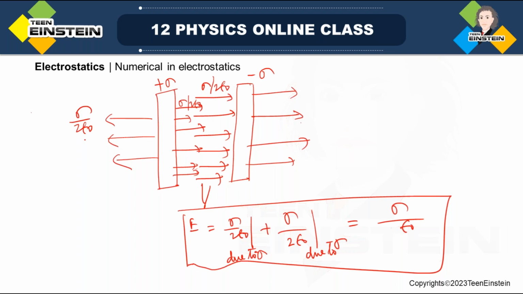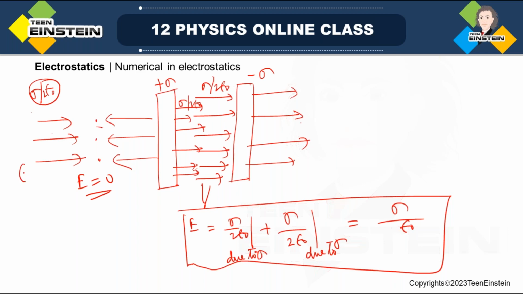But what about this region, just outside the plates? At these positions, the electric field due to the positive charge will be in this direction, and for the negative charge density, the field lines will be in the opposite direction. As I said, each has strength sigma by 2 epsilon 0, and these two will cancel each other and give rise to an electric field of 0.